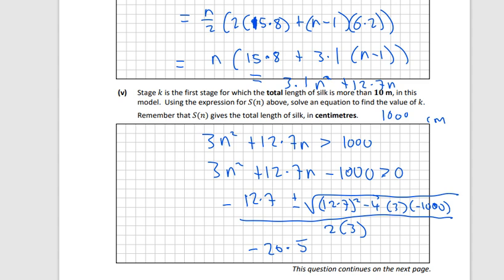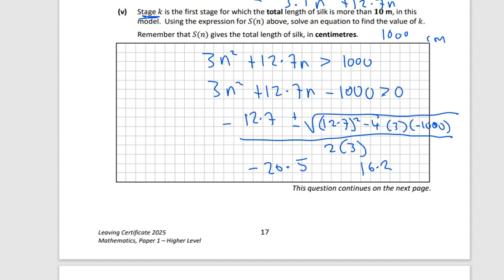And then if you go back and put it in with a plus, you get 16.2. Now we're talking about a stage here, so stage k. Therefore, the minus doesn't make sense, so we can cancel that out. We always do that with sequences if we get a negative stage.